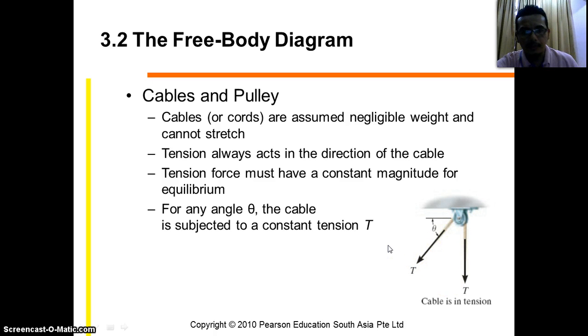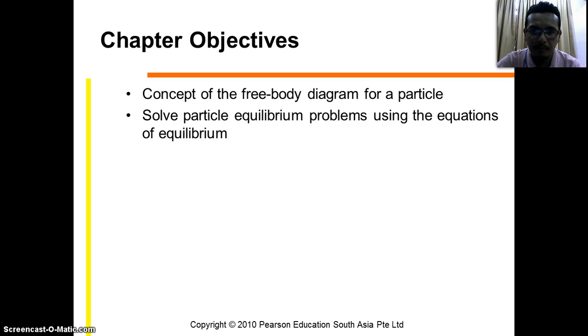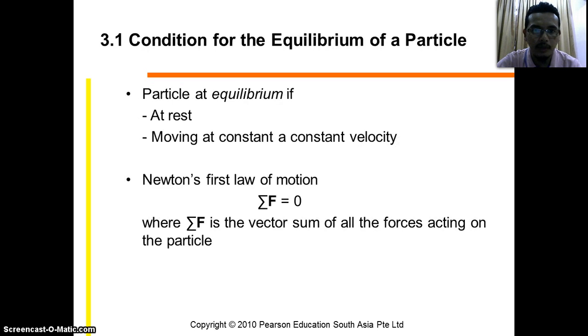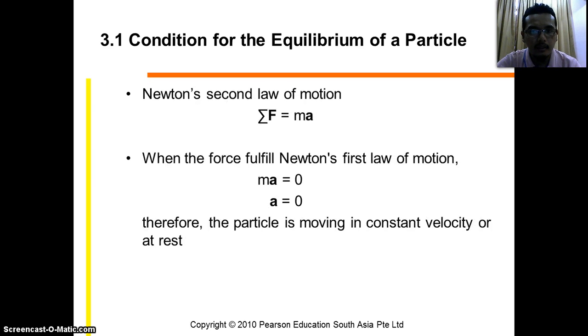Okay, I think we can stop here for our first session on equilibrium of a particle. I just want to recap. We need to understand the condition of equilibrium. In equilibrium, the particle is either at rest or moving at constant velocity. These are the two conditions for the equilibrium of a particle.